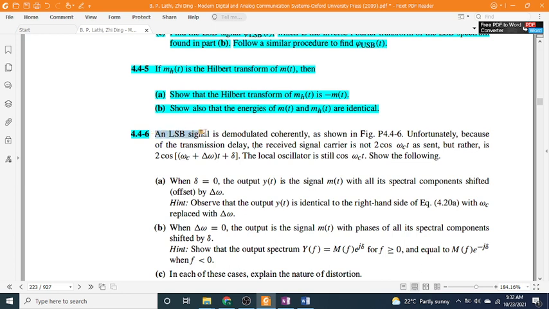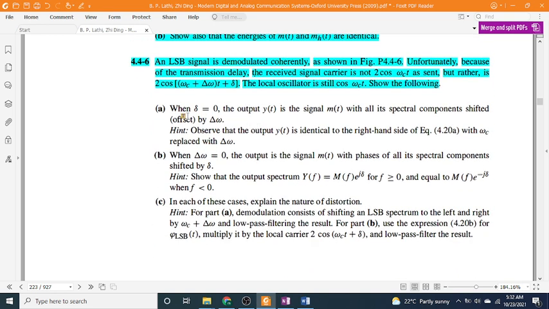4.2-6: An LSB signal is demodulated coherently, as shown in Fig. P4.2-6. Unfortunately, because of the transmission delay, the received signal carrier is not 2 cos ωct as sent, but rather is 2 cos((ωc+Δω)t+δ). The local oscillator is still cos ωct. Show the following. A. When δ equals 0, the output y(t) is the signal m(t) with all its spectral components shifted (offset) by Δω.